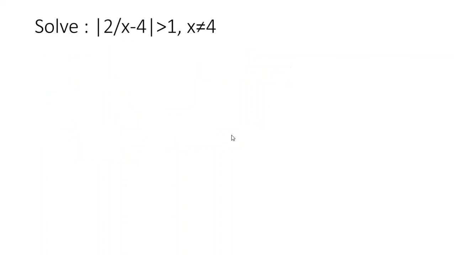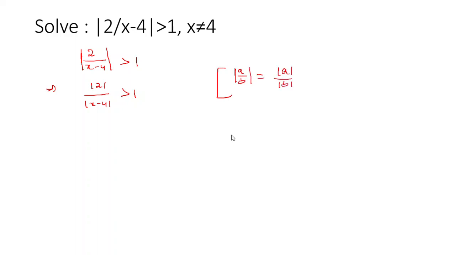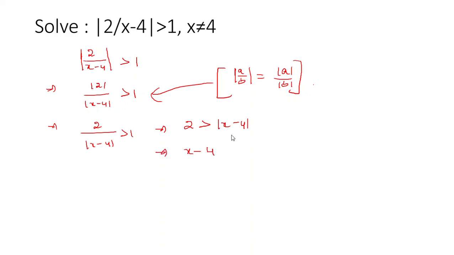Now let us solve this. Mod of 2 by x minus 4 is greater than 1. So we can write this as mod 2 by mod x minus 4 greater than 1. And this is also another result, that mod a by b is equal to mod a by mod b. So mod 2 is 2 and mod x minus 4 greater than 1. So this becomes 2 is greater than mod x minus 4, or we can write this as mod x minus 4 is less than 2.